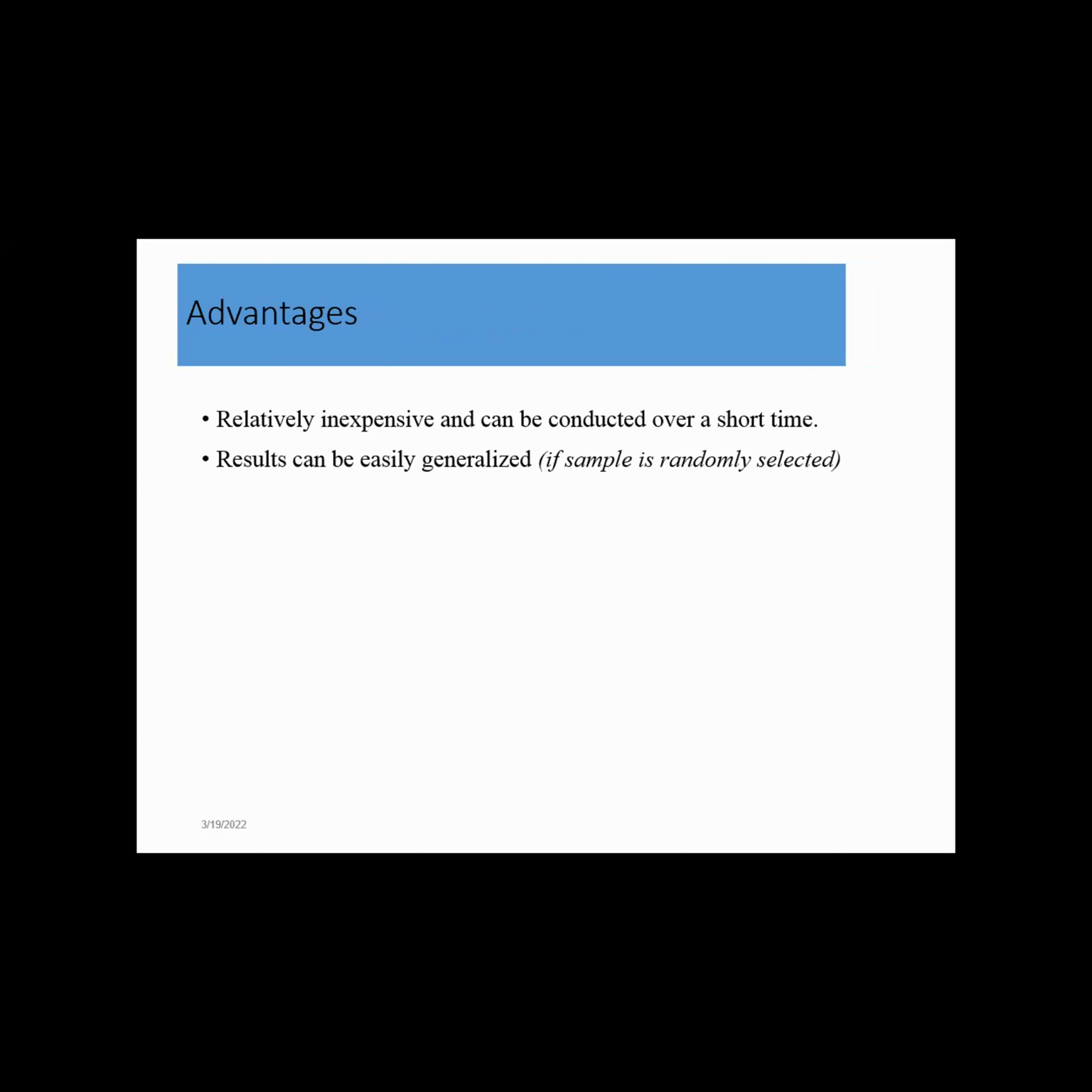Examples. Fine. Okay. Advantages. We are saying that it is relatively inexpensive and can be conducted over a short time. This doesn't require you to go back time and again to look for data. You go once to the population and collect the data. So it is inexpensive, it is not that costly, and it will not take much of your time. Then results can be easily generalized, and samples are randomly selected.